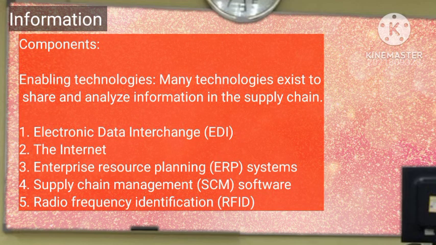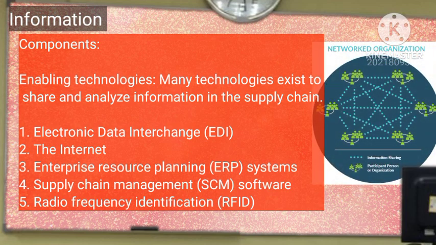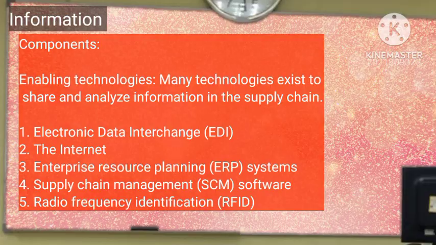Enabling technologies. Many technologies exist to share and analyze information in the supply chain. Among them are: 1. Electronic data interchange, EDI, 2. The Internet, 3. Enterprise resource planning, ERP, systems, 4. Supply chain management, SCM, software, 5. Radio frequency identification, RFID.